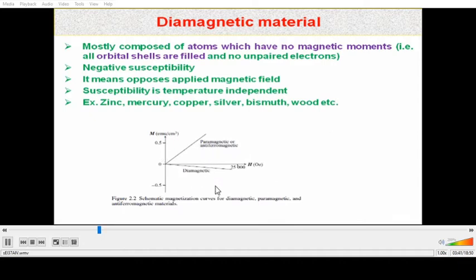In this figure you can see that this is magnetization M and this is the applied magnetic field H. So the slope is constant for a diamagnetic material. So the susceptibility is also constant with increase in applied magnetic field, and the value is negative. So you can understand that a diamagnetic material possesses a negative susceptibility.